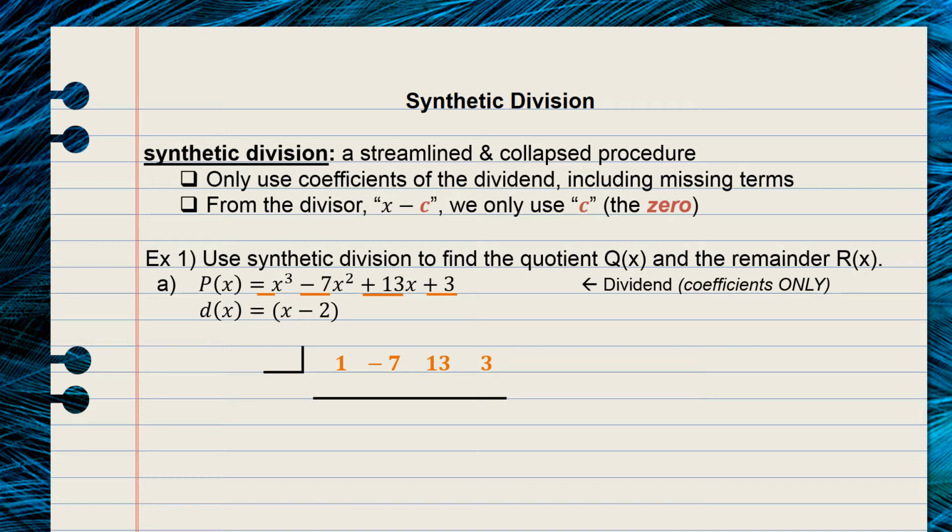Now we're ready to look at the divisor. From the divisor, we use the c value only. In other words, what value would make that equal to 0? Well, x minus 2, the 0 would be 2. So the 2 is what goes in the corner. Now that synthetic is set up, let's see how it works.